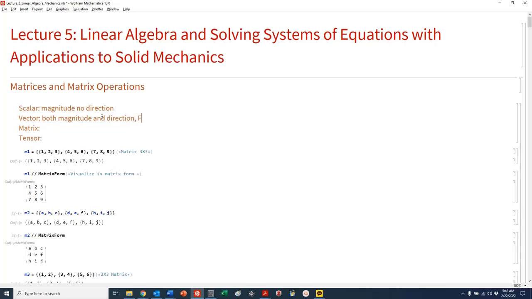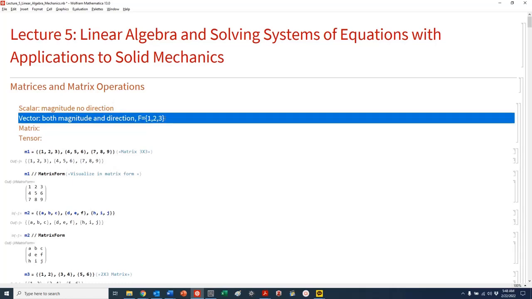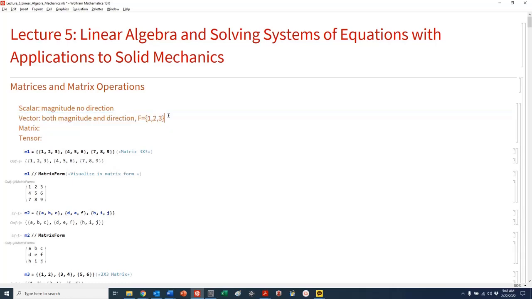Some examples of vectors are force. So force, and then you usually have that little hat over the top. In 3 dimensions, it will have a direction associated with it, with 1, 2, 3 axes, or X, Y, Z, etc. So it'll have both a magnitude and a direction. We could take that by looking at the norm of F.